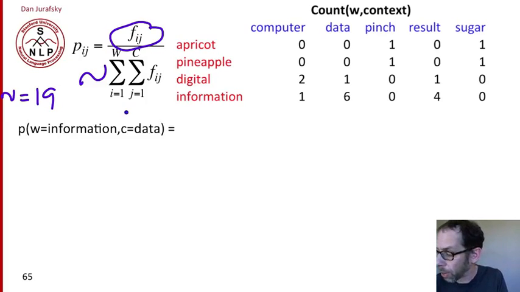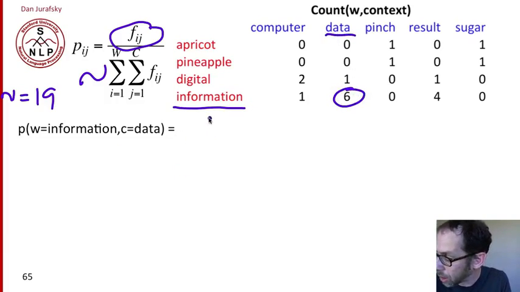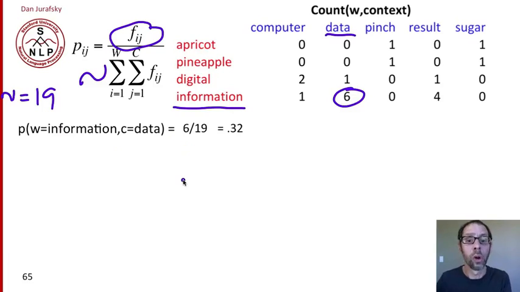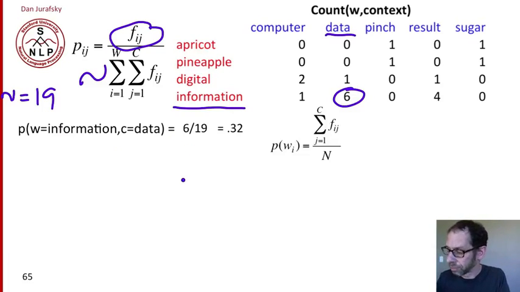So now the joint probability of the word being information in the context data: we've got our f sub ij is 6, and our N is 19, so we have 6/19 or 0.32. So that's the joint probability of information and data.